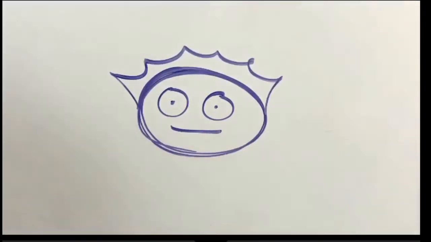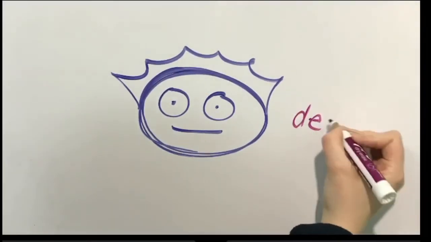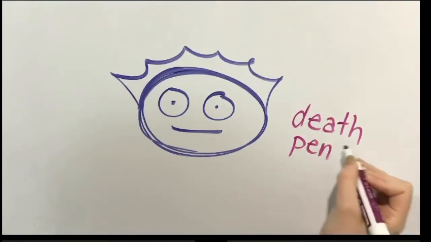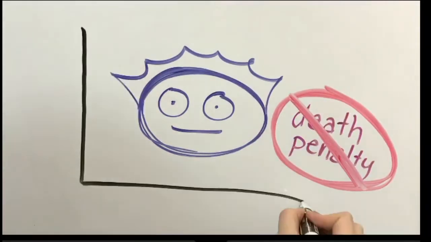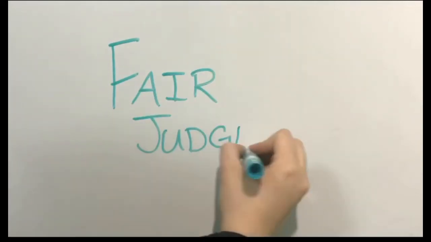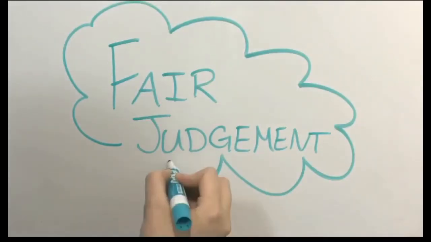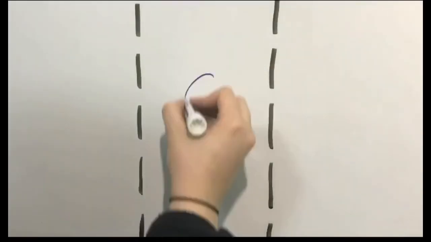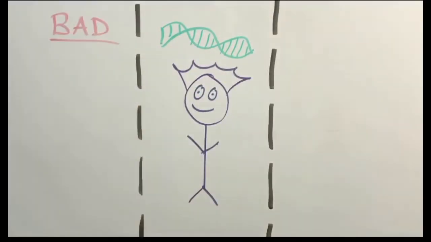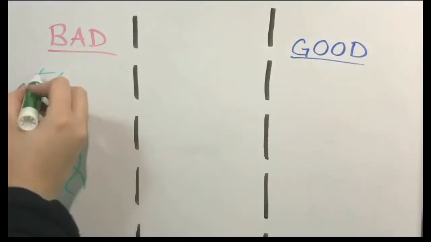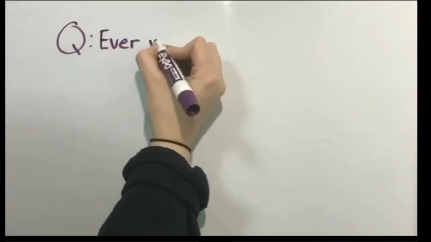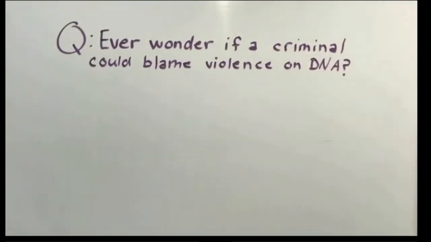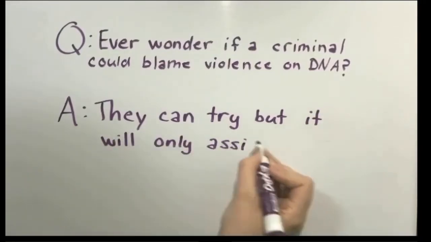This is why in cases like Waldrop's, he was able to avoid the death penalty, but still had to serve more than 30 years in prison for his crime. His DNA was able to help him a bit, but it cannot be a complete answer for his violent actions. Personally, I think this is a very fair judgment. People have no control over how their DNA codes them, but they still have control over their actions. Despite possibly containing the warrior gene, it doesn't mean that that person is bound to be an aggressive person. This is why criminals can try to blame their violence on DNA, but it will only assist to a certain point.